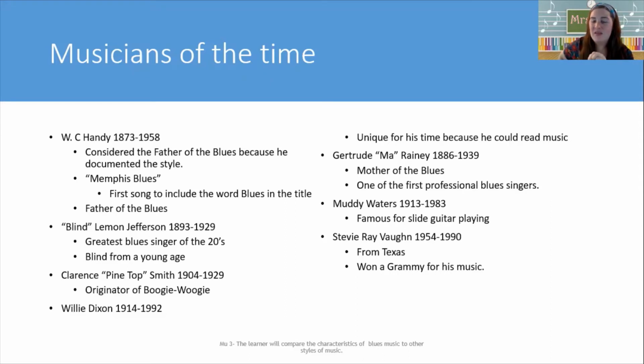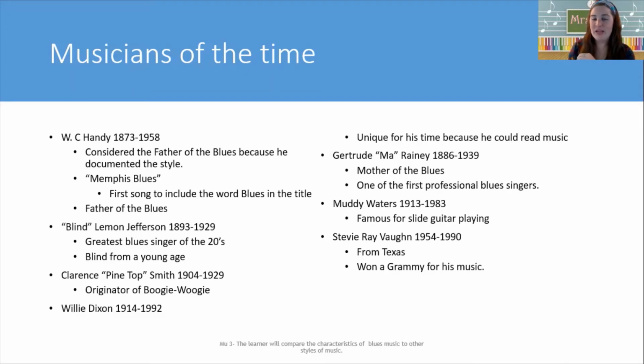Willie Dixon, he was unique because he could read music. Think about this. We're talking about late 1800s, early 1900s, post-emancipation. A lot of these African Americans could not read due to where they came from. They weren't teaching slaves how to read. So they're living in this weird limbo where they couldn't read. So they didn't know how to read music either. So he was different because he could read music.